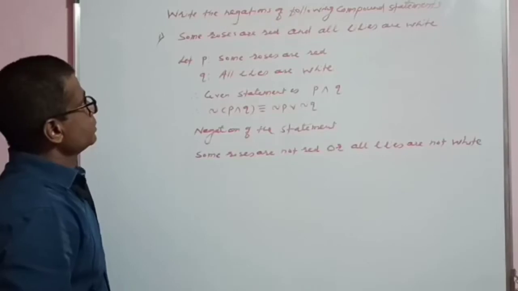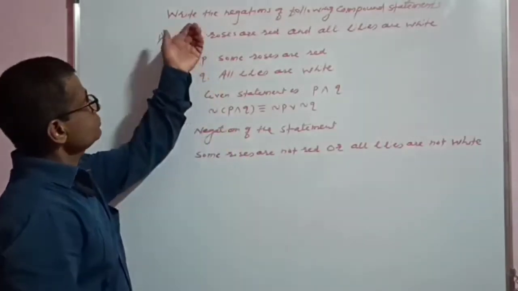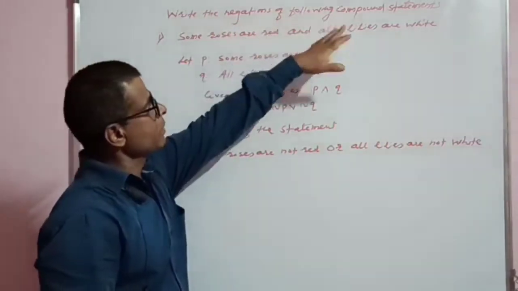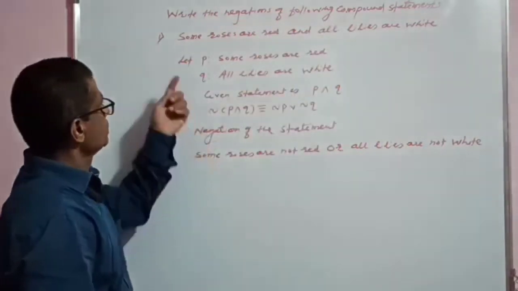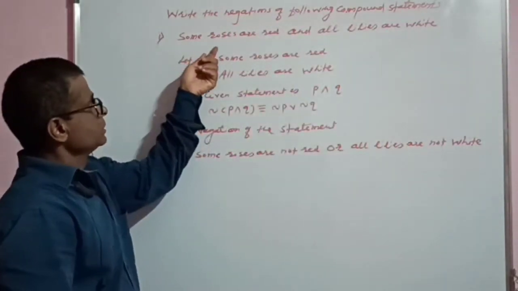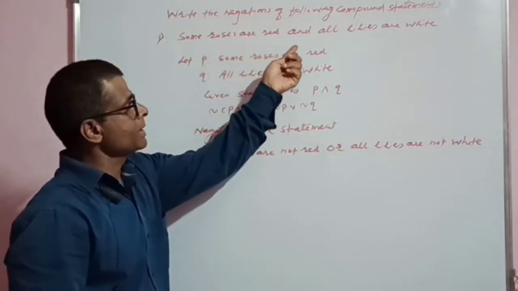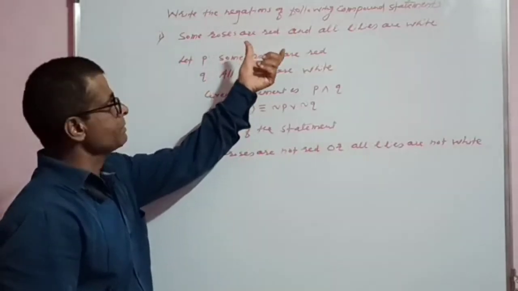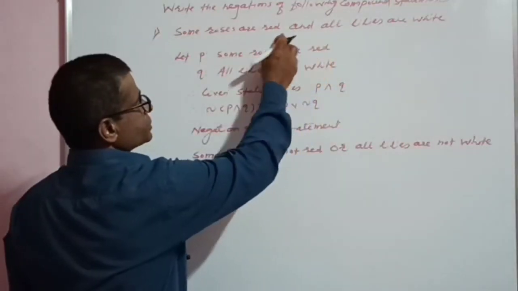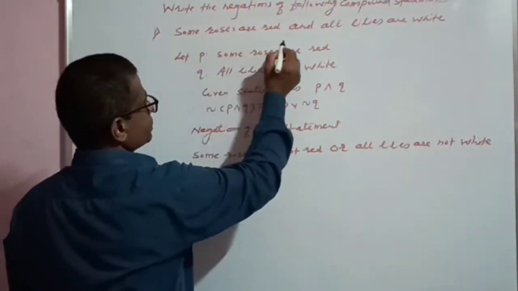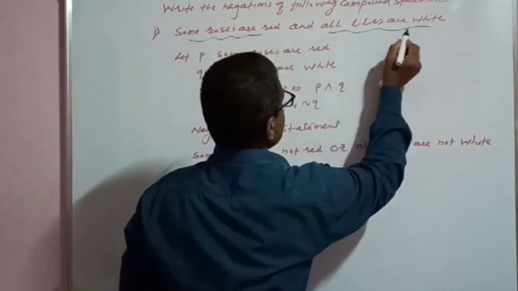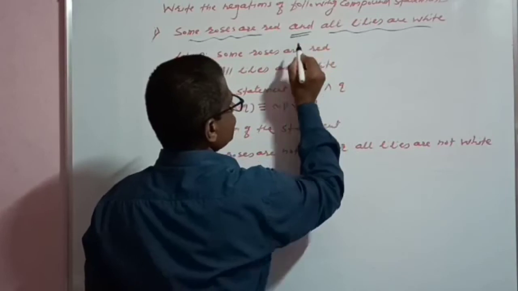Take the example. The question is like this. Write the negations of the following compound statements. So the first example: some roses are red and all lilies are white. This is a compound statement which is a combination of two statements. The two statements are combined by using the connective AND.